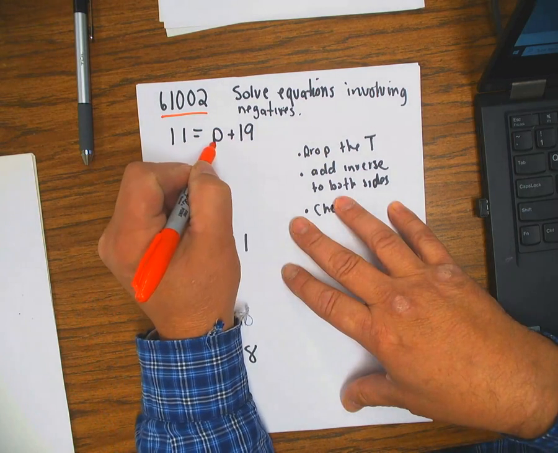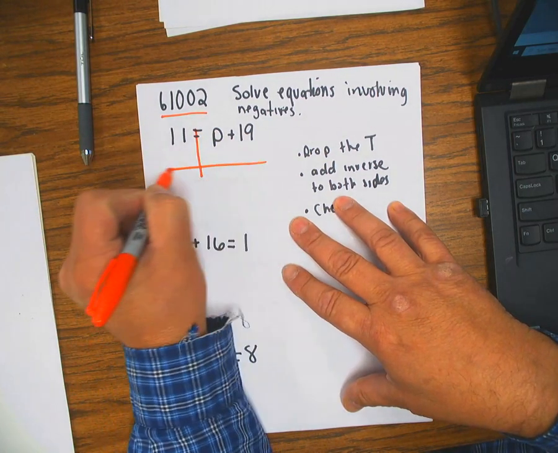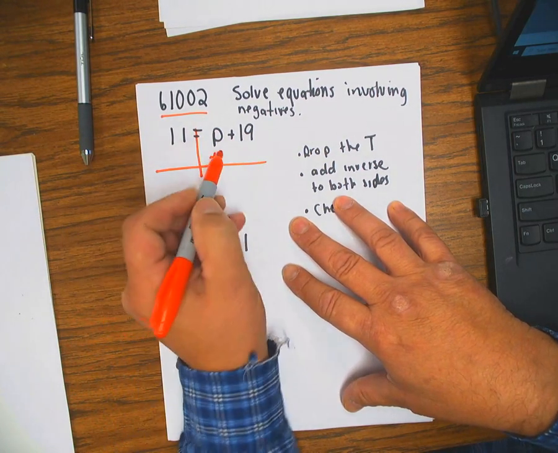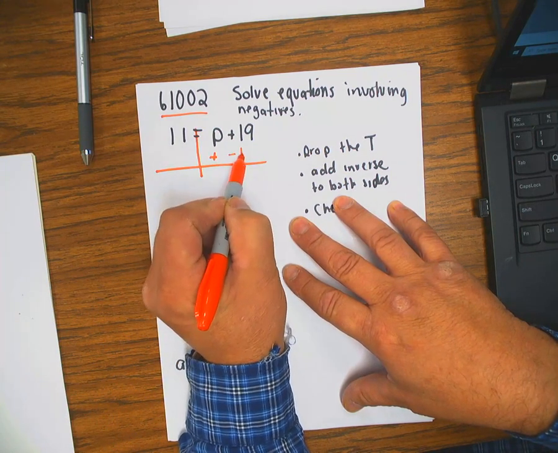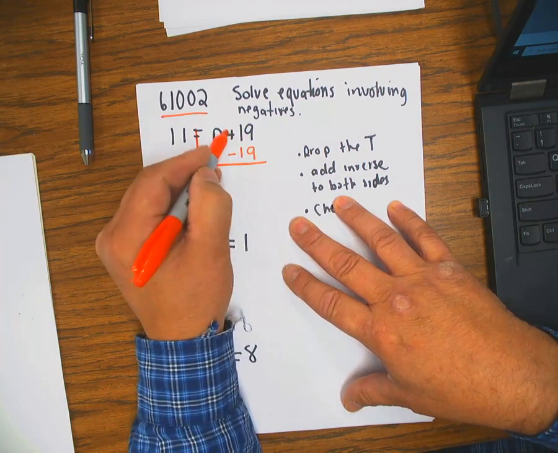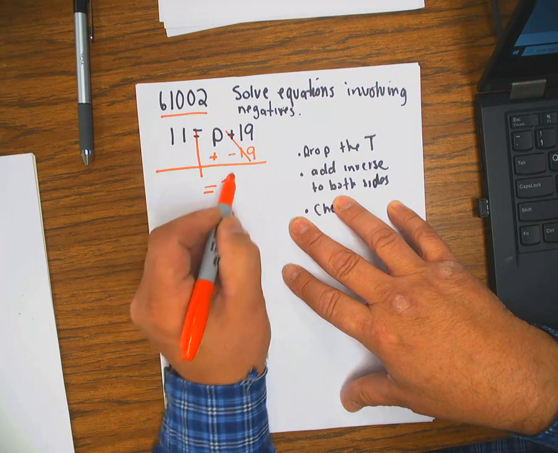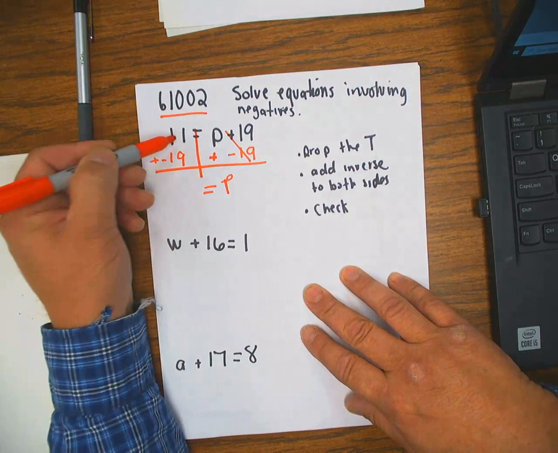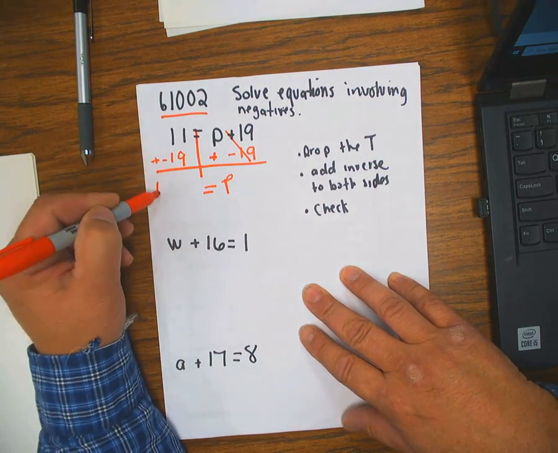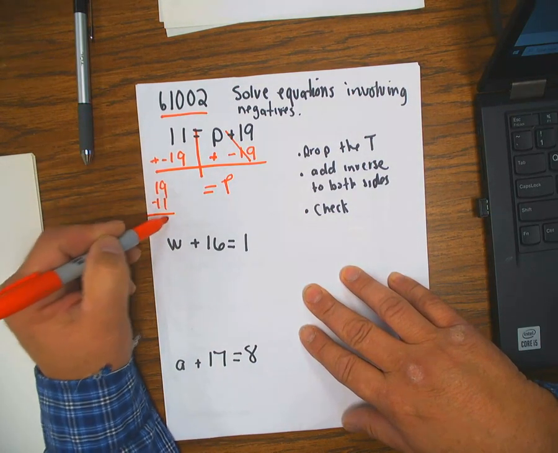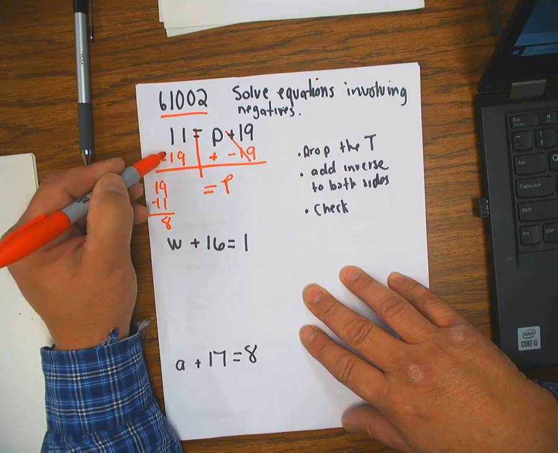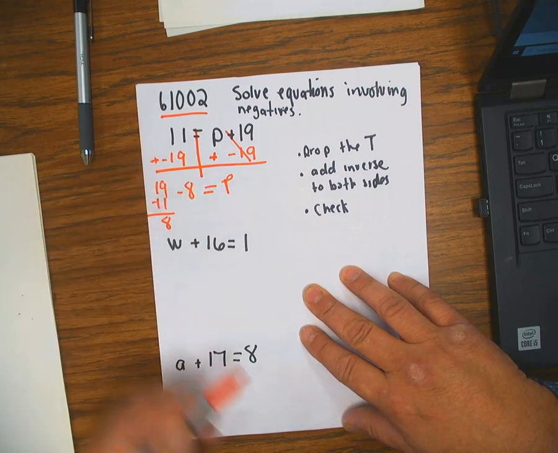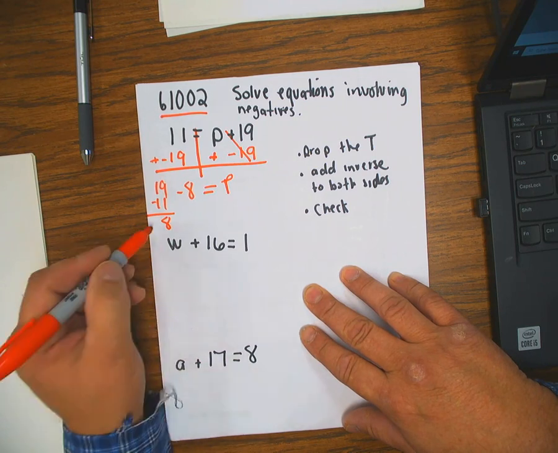So here's the initial problem. We're trying to find out what p means. That's a variable. We're going to add the opposite to get that equal to 0. That really cancels out. And if I do it to this side, I'm going to do it to that side. This is where you have to be careful. That's 11 plus a negative 19, which means 19 minus 11, that's an 8, but it's a negative 8 because that's the larger absolute value.